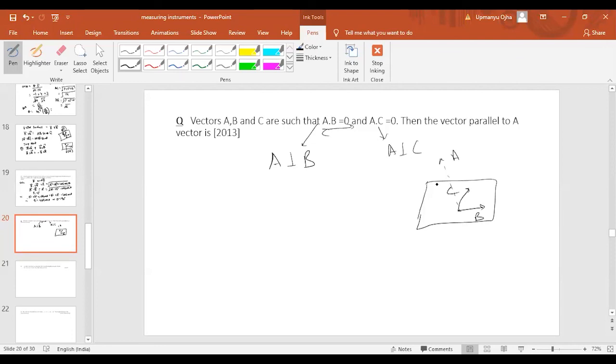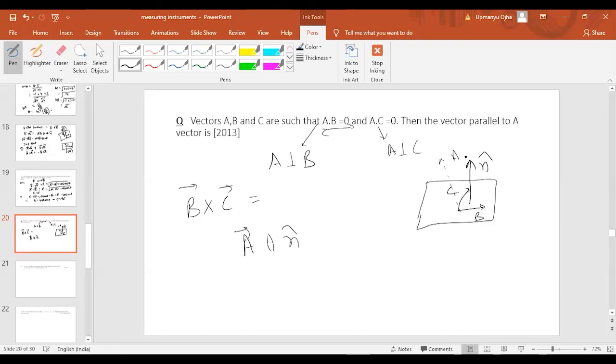Now, the direction of B cross C vector will be perpendicular to both B and C. If I take the cross product B cross C, it will have a unit vector n cap which is perpendicular to both B and C. Now A vector will be parallel to n cap, because n cap is the direction of B cross C, which is perpendicular to both B and C.